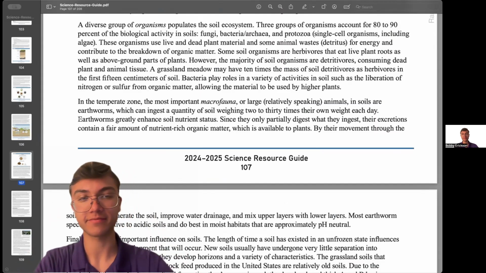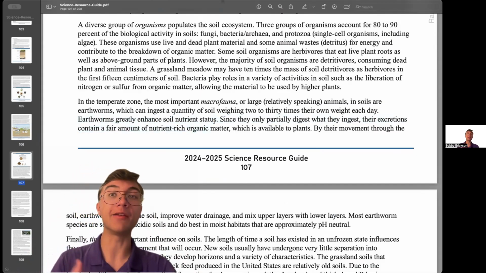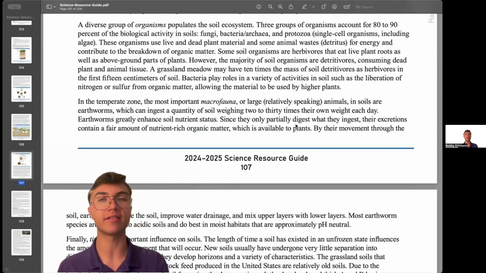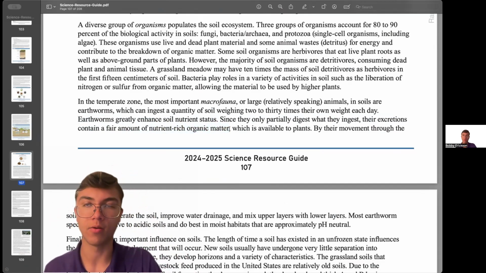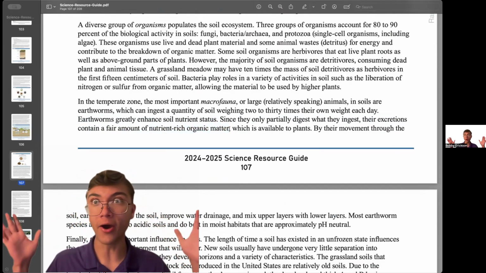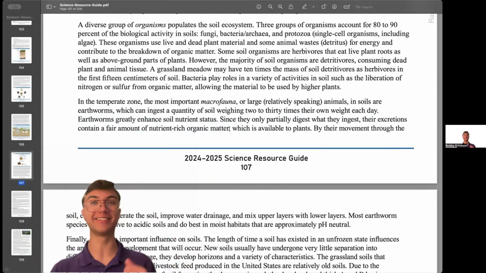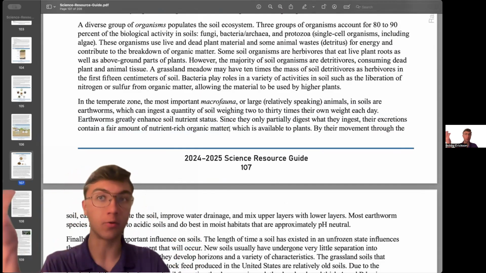So earthworms actually enrich soils by doing this. They only partially digest all of this stuff that they ingest, and then they excrete nutrient-rich organic matter, which the plants are like, yo, we love worm poop. And they're like, okay, I'll take it. And so they grow much better.